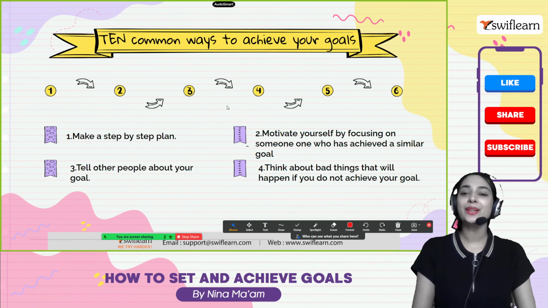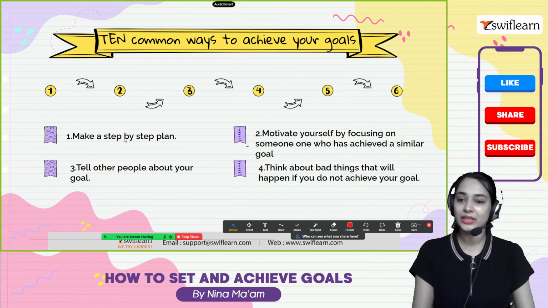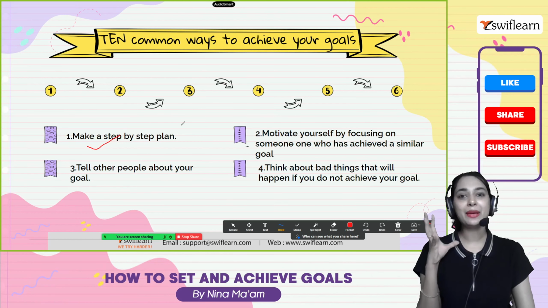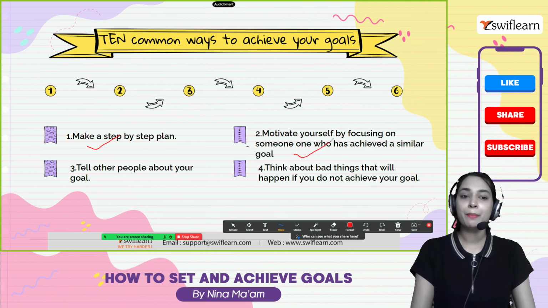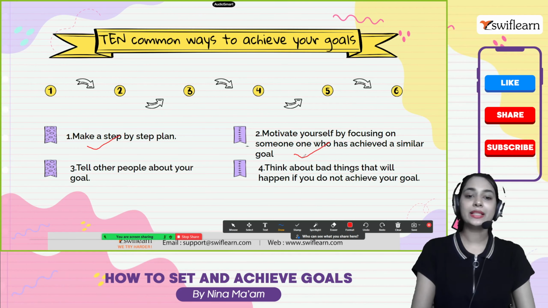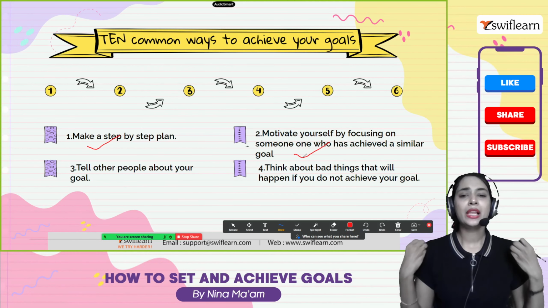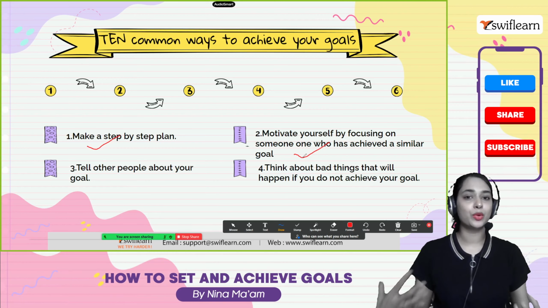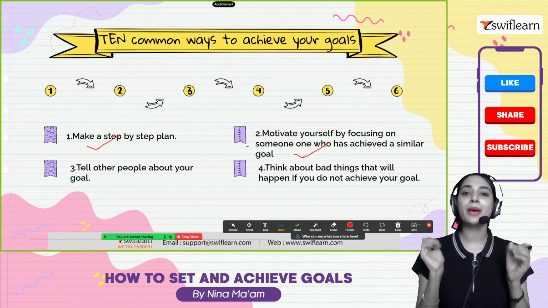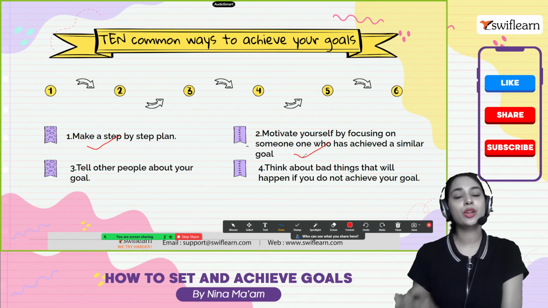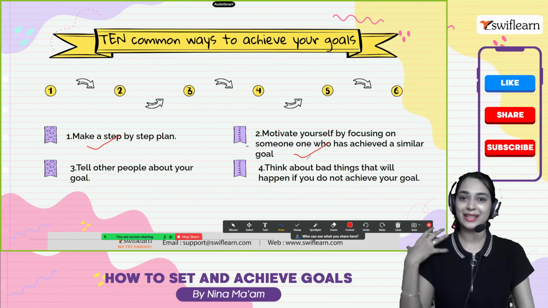So, the 10 common ways to achieve your goal. The first one, make a step-by-step plan. For everything, you need a proper plan. The second one, motivate yourself by focusing on someone who has achieved a similar goal. We have plenty of examples around us, right? We have a lot of popular personalities and models. Take one of them as your role model according to the nature of the goal, and let's do it.